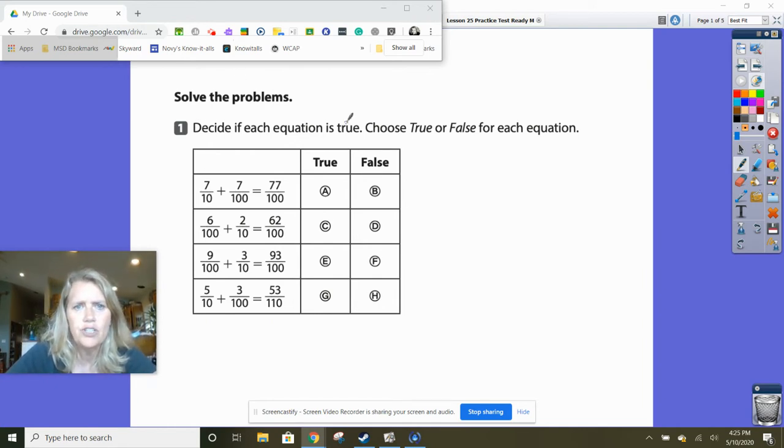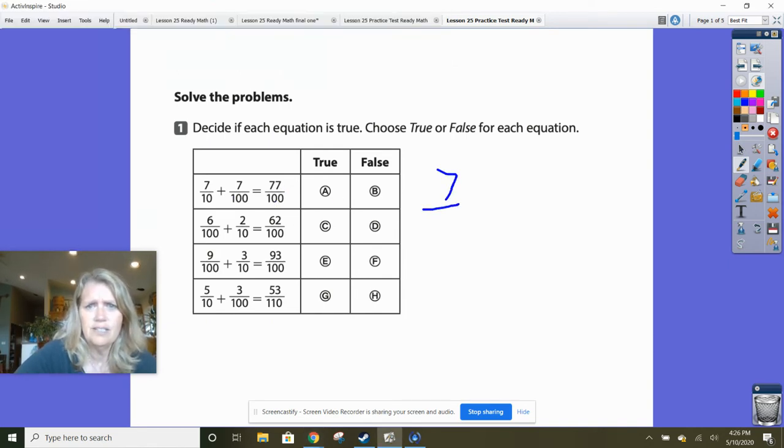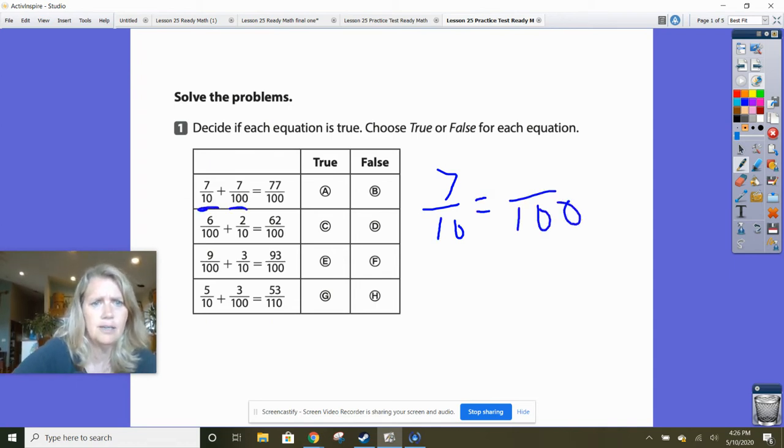Decide if each equation is true. Choose true or false for each equation. So you really have 4 problems to do on number 1. Some of them, though, we might be able to glance and see. Okay, so the first one says 7 tenths plus 7 hundredths. So we know that 7 tenths, we're going to have to change that to hundredths because the denominators are not the same and they need to be the same if you're going to add them.